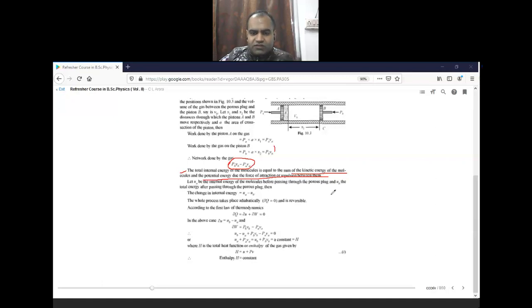Let UA be the internal energy of the molecules before passing through the porous plug, and UB be the internal energy after passing through the porous plug. So UA is the internal energy of the molecules before passing through the porous plug, and UB is the internal energy of the molecules after passing through the porous plug.